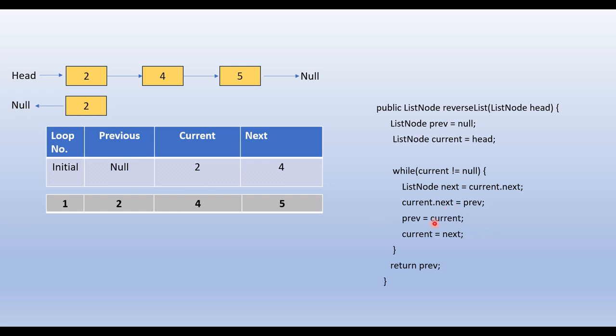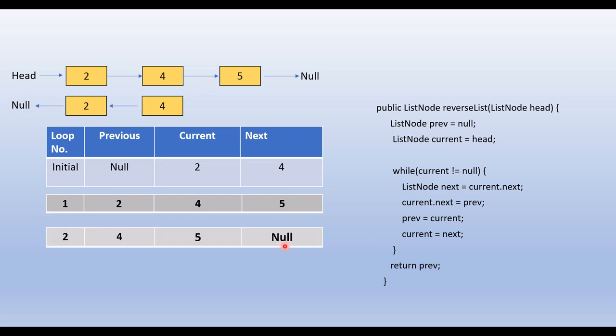In the next step, 2 is assigned to the previous variable, so 2 will be shifted to this column under previous. And then in the last step, next: what was the next node to 2 earlier? 4. So 4 will be shifted to current. The next node of the current node was 4, and that is declared as the current variable. Once that is done, we can see that 2 is now pointing to null and 4 is pointing to 5.